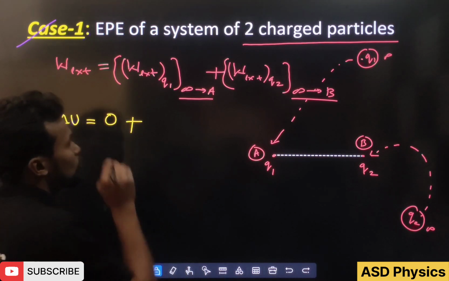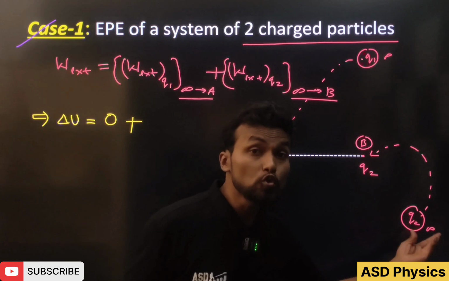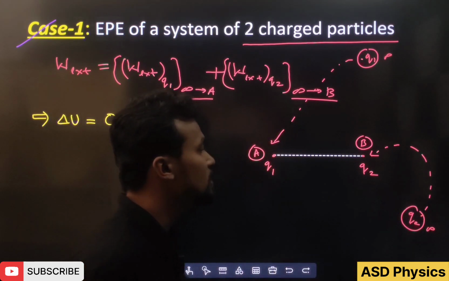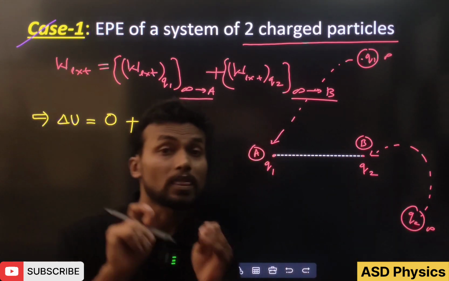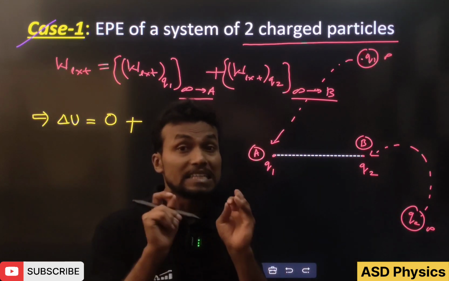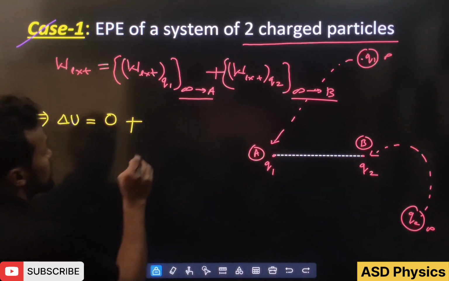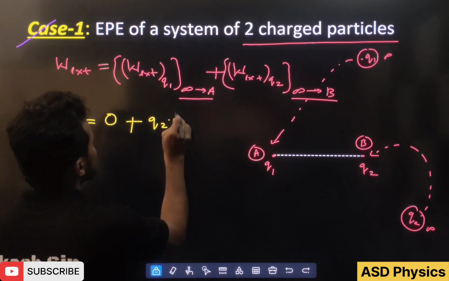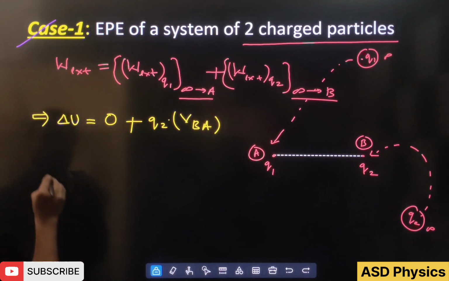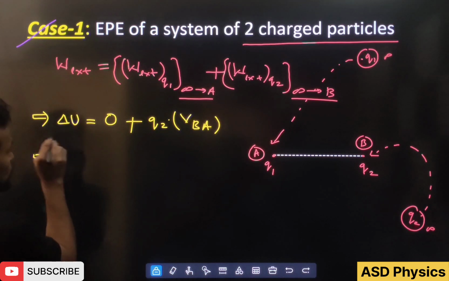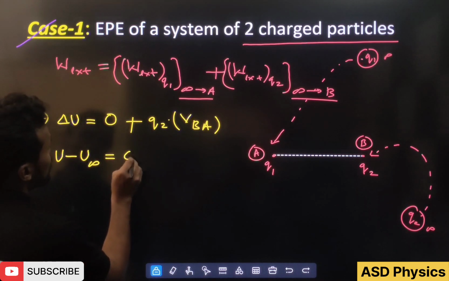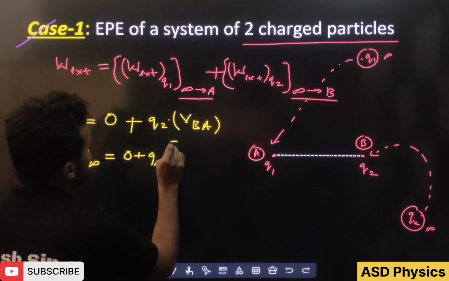Plus now the charged particle Q2 will come in the electric field of charged particle Q1. In this situation, work will be done by the external force to take the charged particle from infinity to point B in the electric field of Q1. So here we can write Q2 into the potential at point B due to A. So now this delta U, the potential energy of the system minus U infinity, is equal to 0 plus Q2, and you know what the potential formula is.